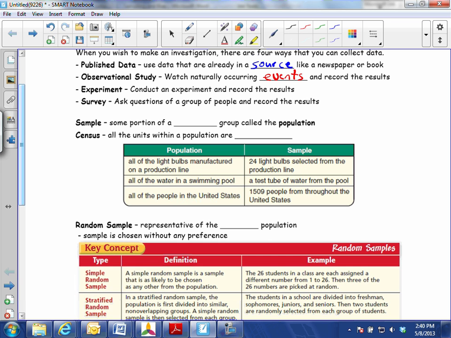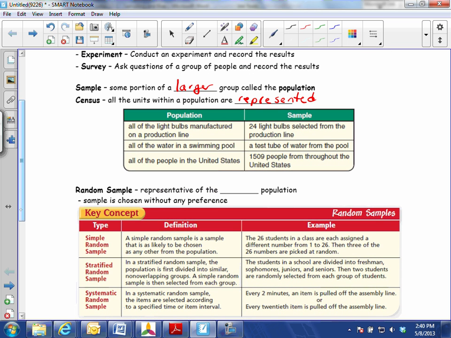So a sample. A sample is a portion of a larger group, and that larger group is called the population. And a census is when all the units of the population are represented. So a sample is a little part of the population. The population is everything. Can I get a question? So a sample is just like a smaller part of the whole census. Exactly. That's what it is. Then the census would be with all of those people in it.